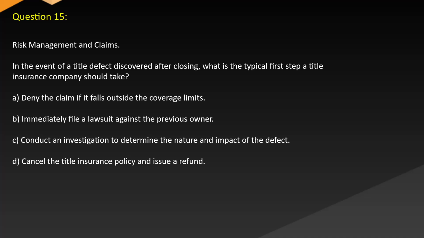In the event of a title defect discovered after closing, what is the typical first step a title insurance company should take? A. Deny the claim if it falls outside the coverage limits. B. Immediately file a lawsuit against the previous owner. C. Conduct an investigation to determine the nature and impact of the defect. D. Cancel the title insurance policy and issue a refund.